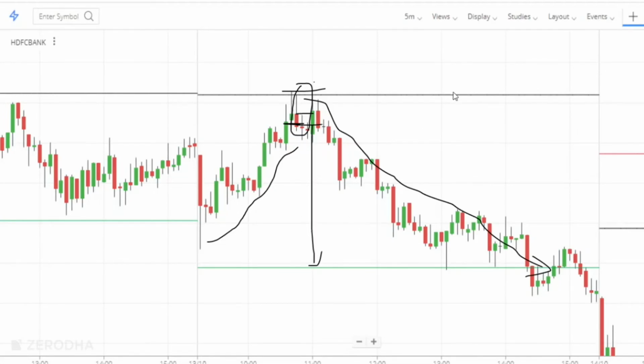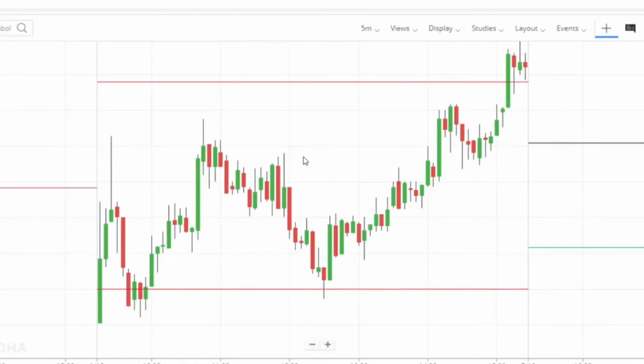So location is very important. Here also you can see the pivot line. From there price reversed and a pin bar happened. Let us see another example.